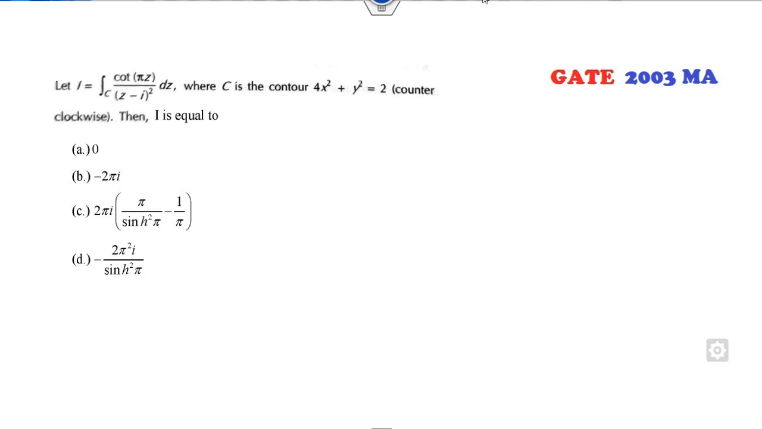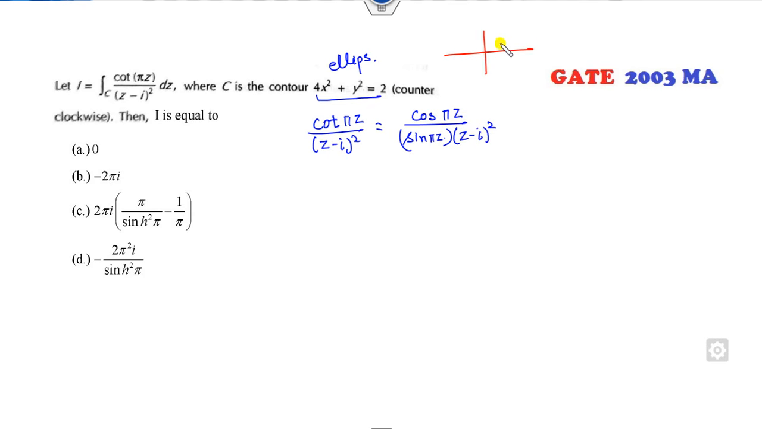Look at this another one, which is an ellipse. Fine. Now that's very simple. Again you have cot(πz) over (z minus ι) square. I can write this cot as cos over sine: cos(πz) over sin(πz) into (z minus ι) square. So which is an ellipse, so the axis will be like this.